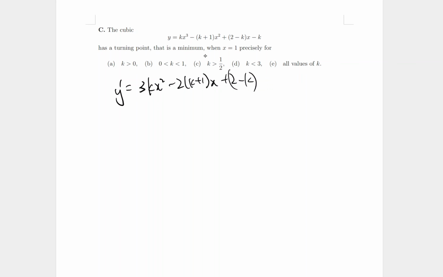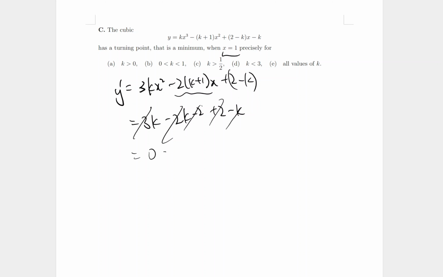Okay, and we're saying that when x = 1, what sort of thing happens? So 3k - 2k - 2, I've expanded it, plus 2 - k. So when x = 1, all these things cancel out nicely. So whatever value of k is put into the polynomial, at x = 1 there will be a turning point there. But it's not a guarantee that it's a minimum.